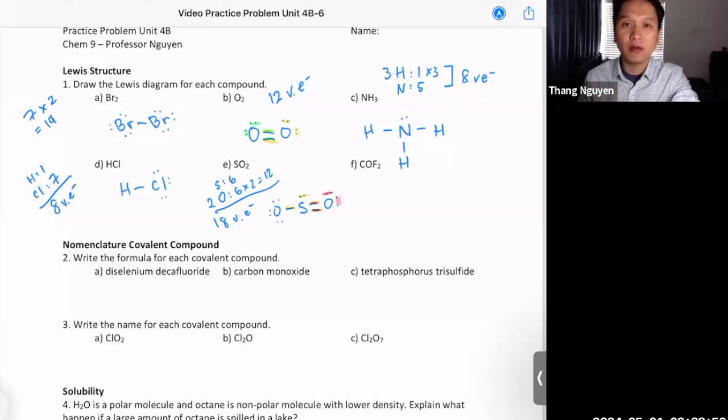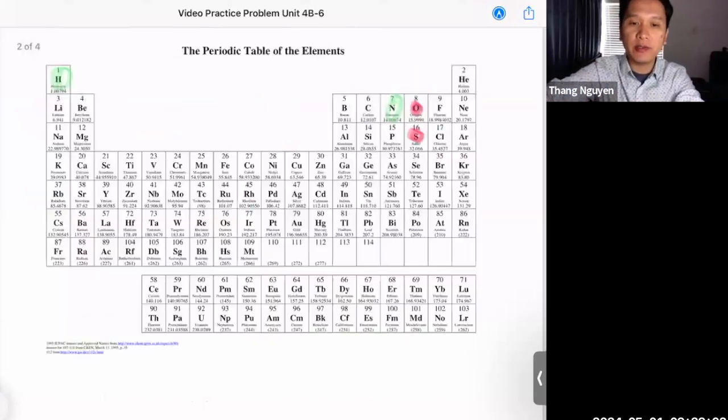Okay, lastly, here is COF2. So let's go to our periodic table again. C right there, so 4 electrons. O, 6 electrons. F, 7 electrons.